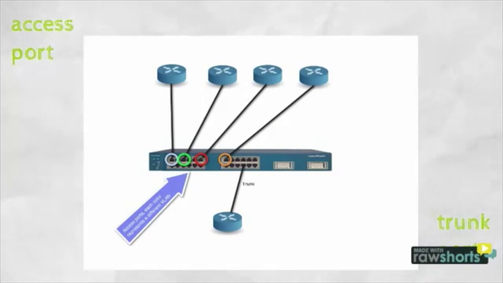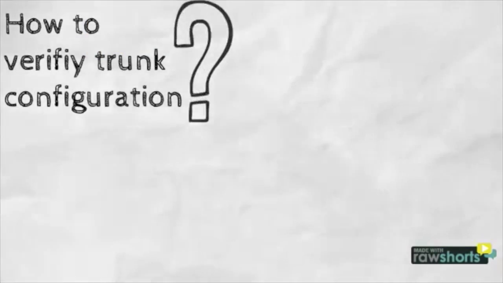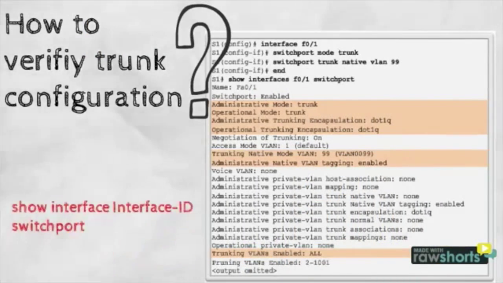How to verify trunk configuration. A port on a switch is either an access port or a trunk port. An access port carries traffic from a specific VLAN assigned to the port. A trunk port is by default a member of all VLANs, therefore it carries traffic for all VLANs. When you type the command show interface ID switchport, you can display the configuration of the switch port.